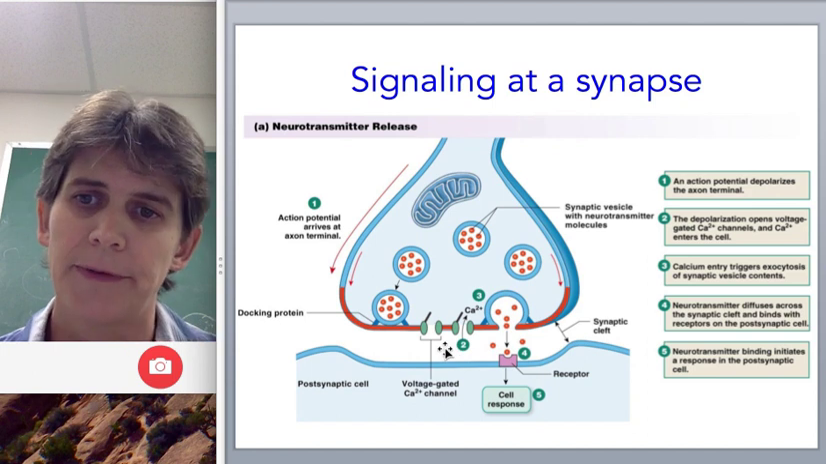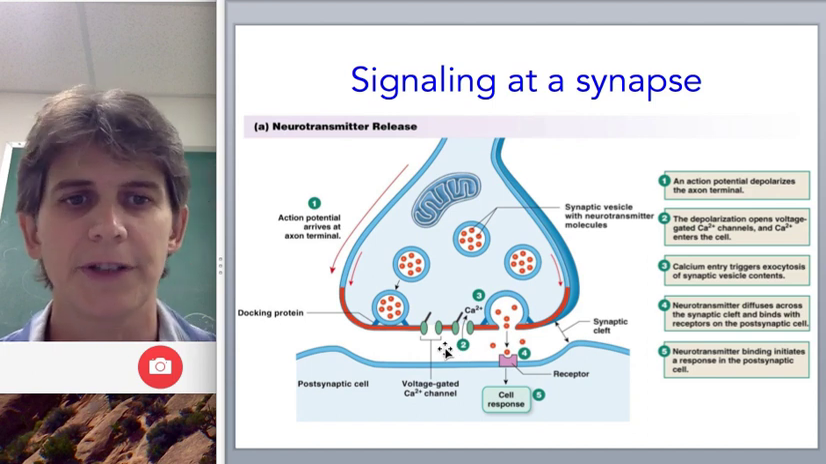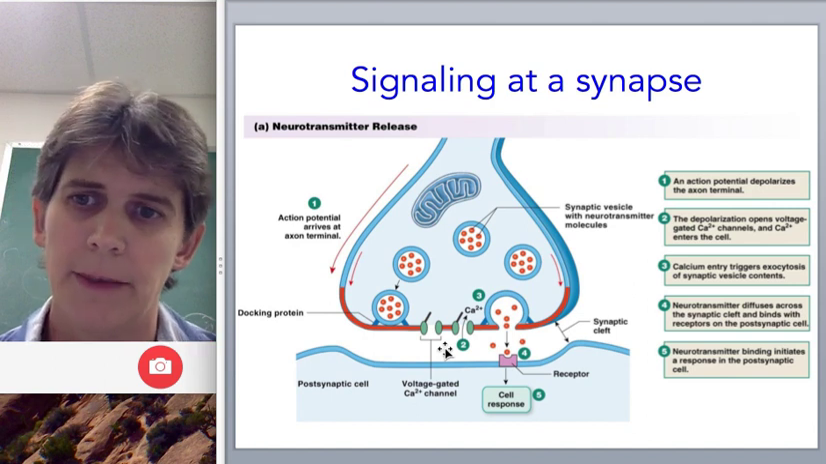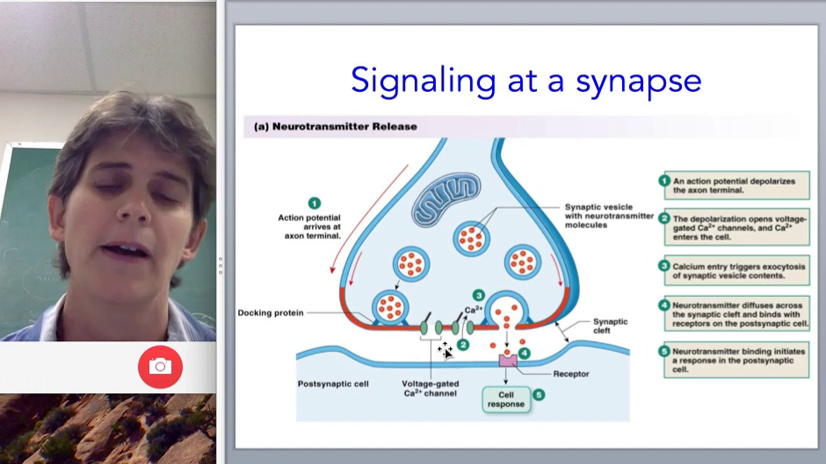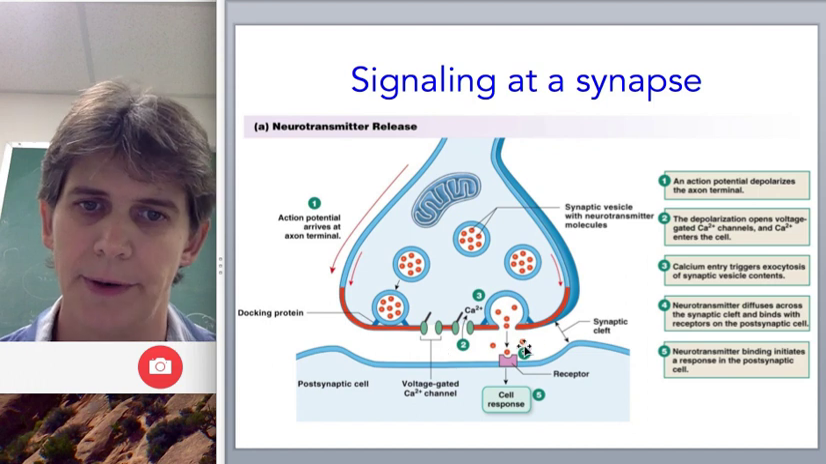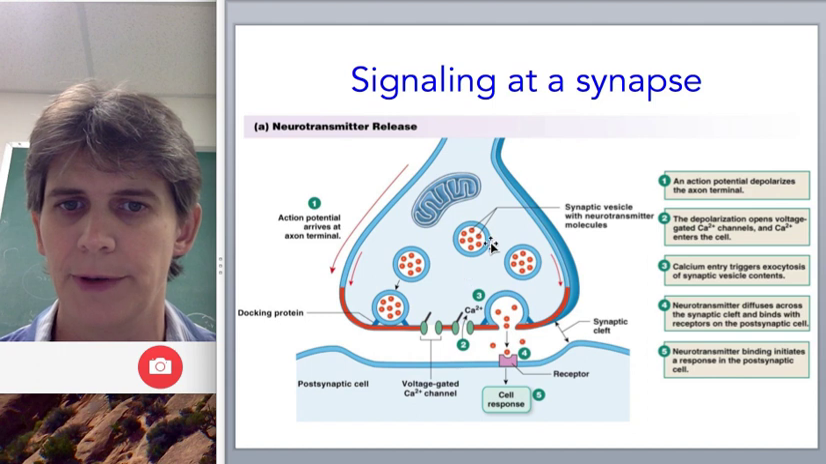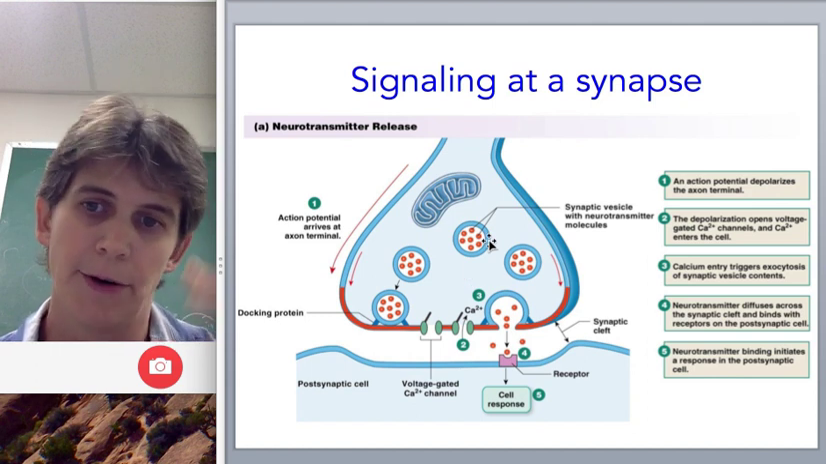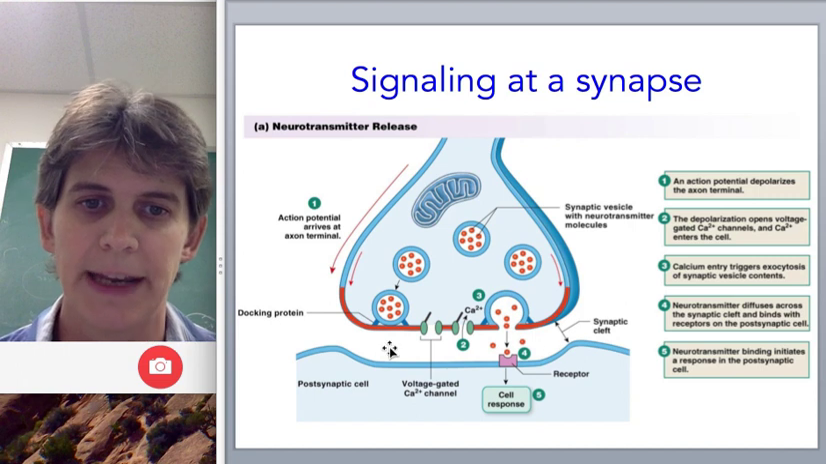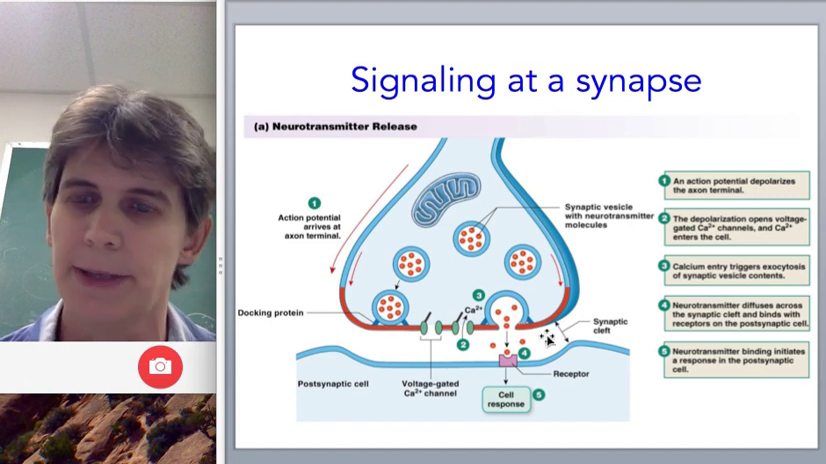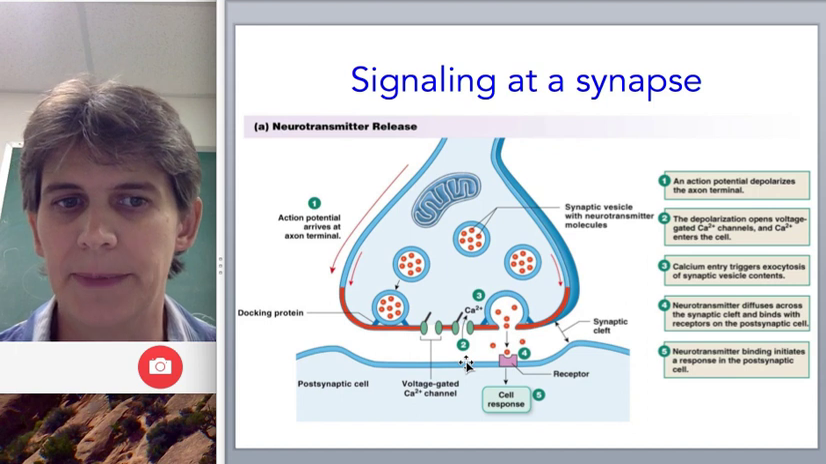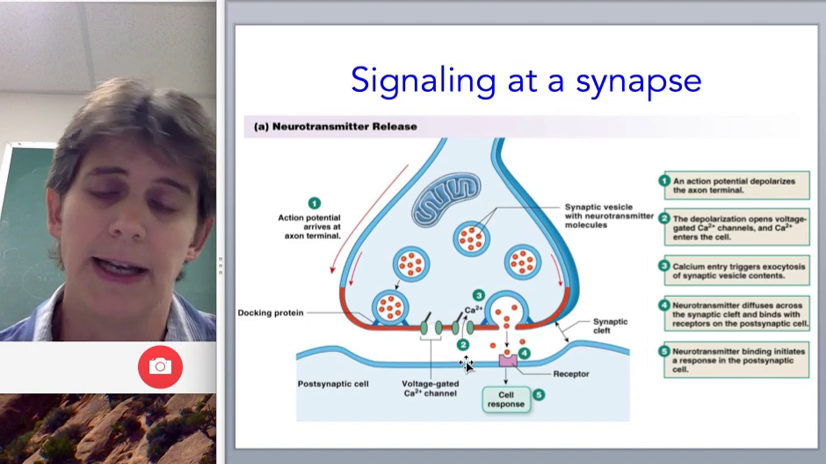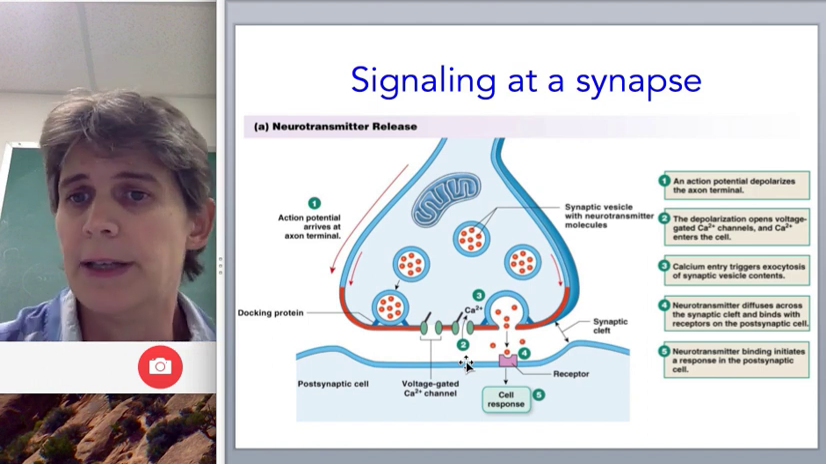So the channel's opened by the change in voltage, the calcium goes into the cell, and through a series of binding events of calcium-dependent proteins, exocytosis of the neurotransmitter occurs. That is, those vesicles of neurotransmitter that had already been present at the synapse are released into the synaptic cleft. So the actual space between these two cells is called the synaptic cleft, and it's very small, 30 nanometers or sometimes even less, a very small distance between these two cells.